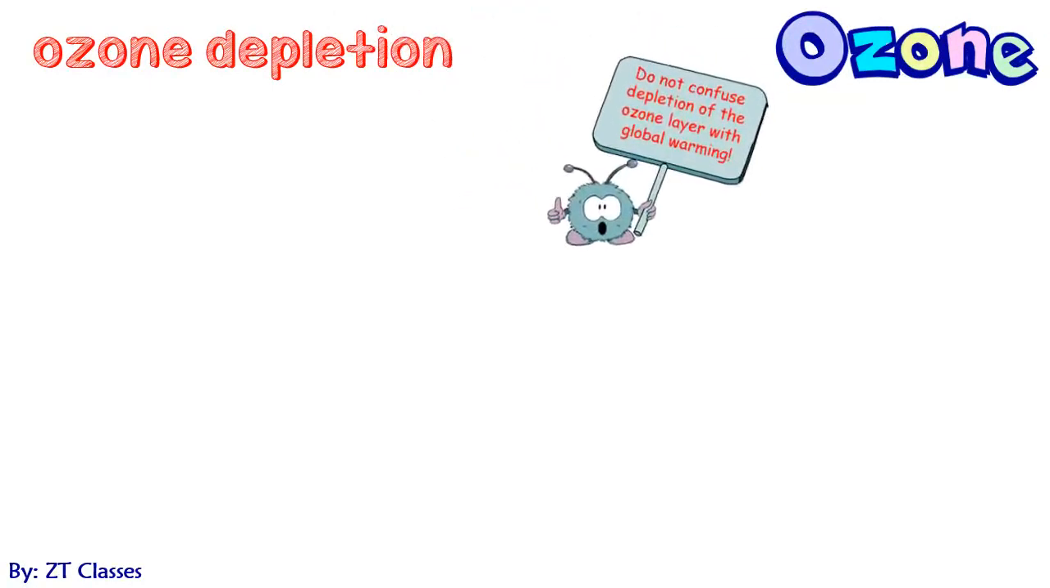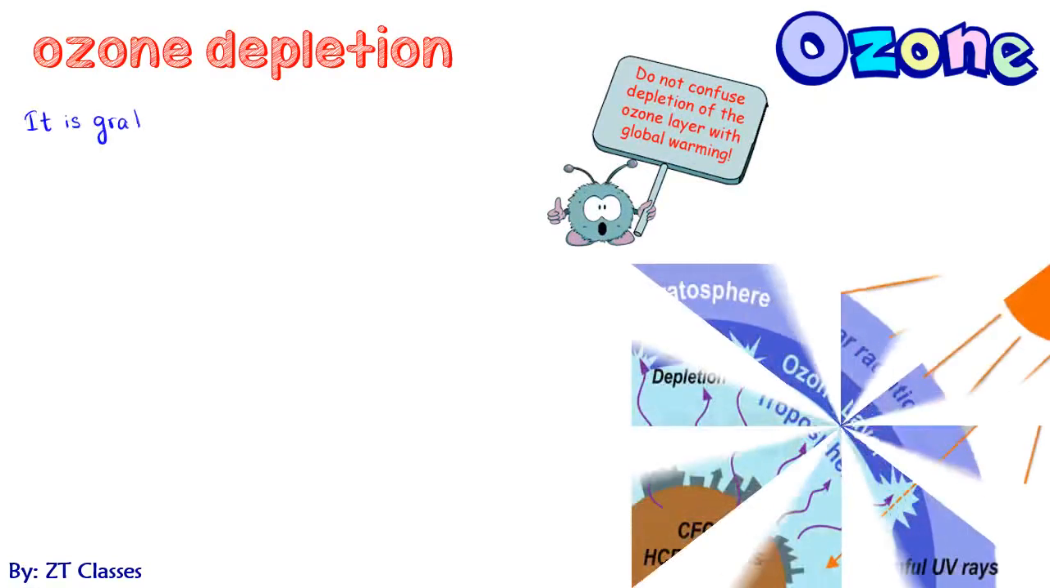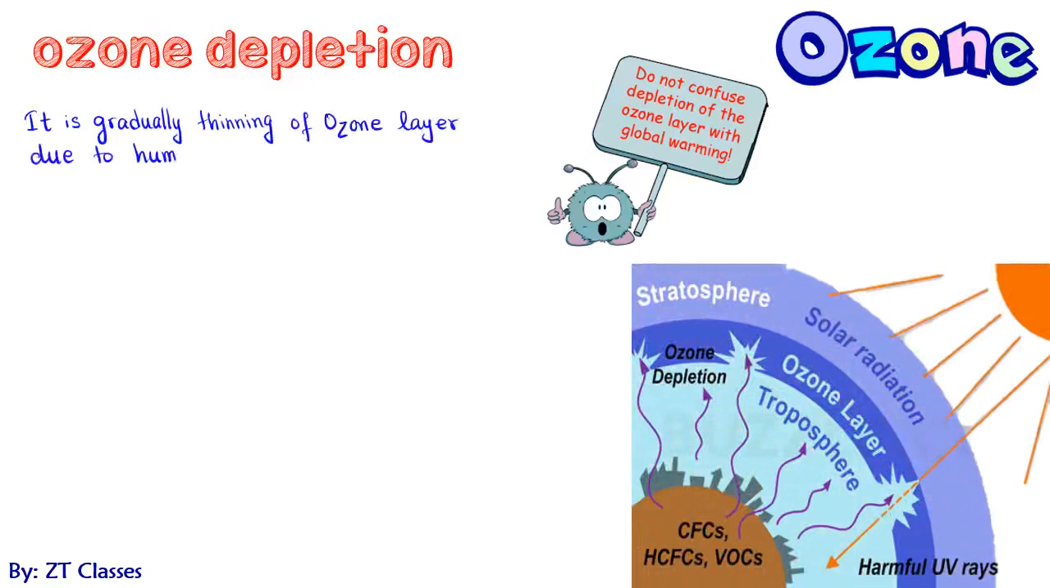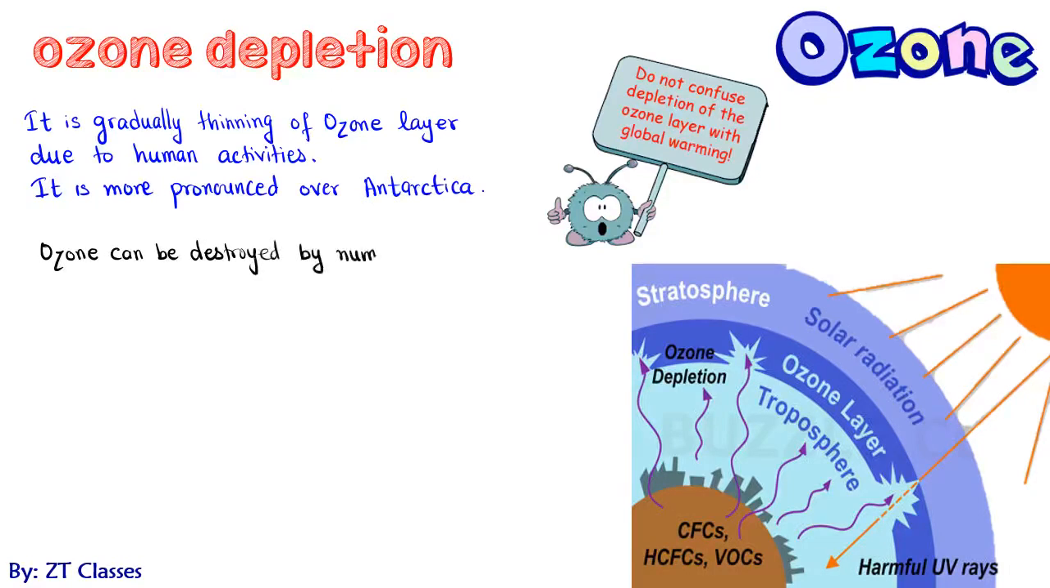Let's discuss how human activities are causing depletion of the life-saving ozone layer. Not to confuse, the depletion of the ozone layer is not the same as global warming. Depletion of the ozone layer is the thinning down of the ozone layer due to human activities. It is more prominent in the region of Antarctica. Now this thinning of the ozone layer can be traced down to a few radicals which act as catalysts. Those are chlorine, bromine, hydroxyl and nitric oxide.